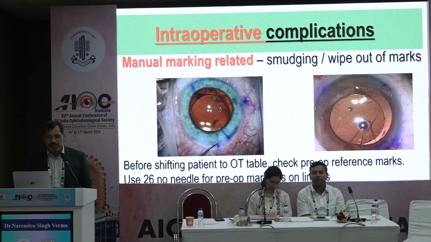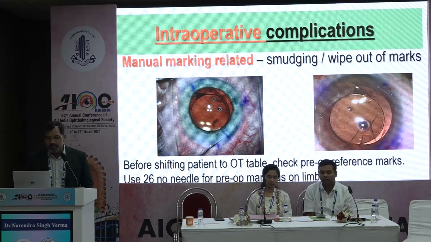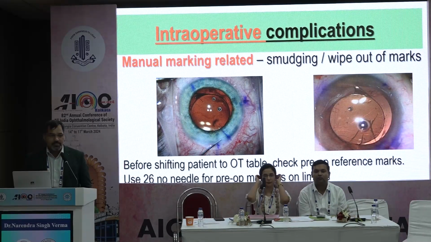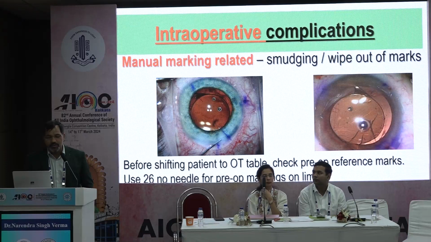So before shifting the patient to the OT table, you check the pre-operative reference marks. If reference marks are not there, even in the OT, let the patient sit. You can do 0-180 degree marking. Freehand marking is possible. As Dr. Supplins told, it is better to use a 26 number needle for pre-operative marking because the marks will last longer and will not wipe out. So we can overcome this problem by using a 26 number needle for pre-operative marking.